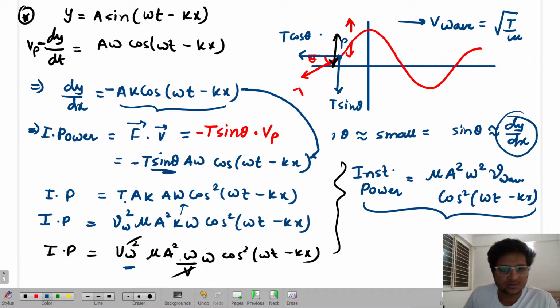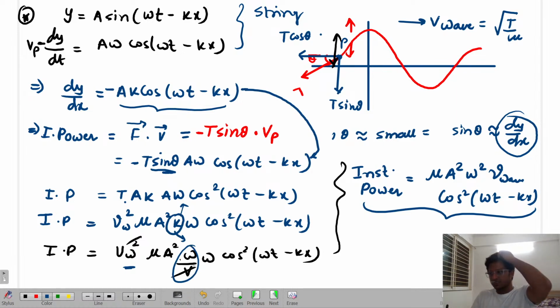Simple. Basically, you tell me, the velocity of wave is equal to root under T by mu for a stretched string, or not? We are doing it for the stretched string, isn't it? So that's why I replaced T as v square into mu. Got it. And k, the wave number, is written as omega by v. That's what I replaced over here. So that's my instantaneous power.